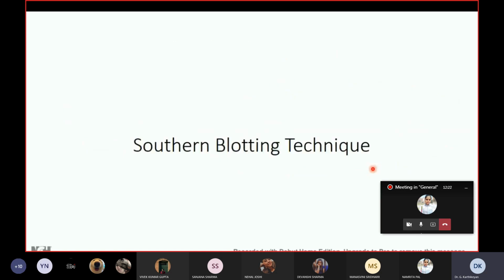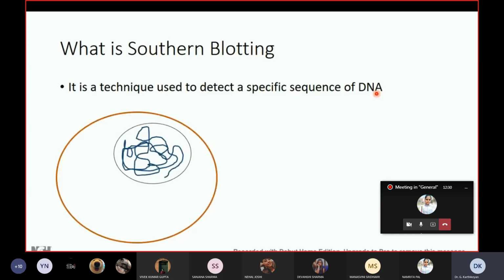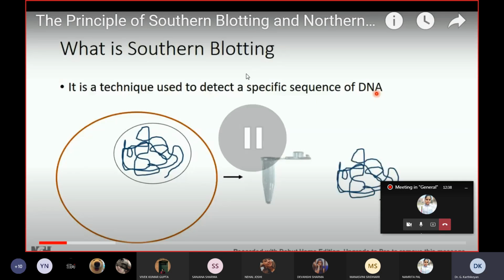So let's start first by speaking about the Southern blotting technique. As I told you, Southern blotting is used to detect a specific sequence of DNA. Say I have a cell, eukaryotic or even prokaryotic, and I extract the genome from this cell. It's very important to understand that whether it is Southern, Northern, or Western blotting, it doesn't distinguish between eukaryotes, prokaryotes, and all that.